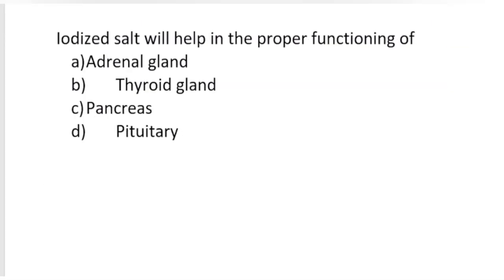Iodized salt will help in the proper functioning of. We know our thyroid gland needs iodine for its proper functioning, and if iodine is lacking in the diet, these patients may develop swelling of the neck, that is called a goiter. So here the answer is option B, thyroid gland.